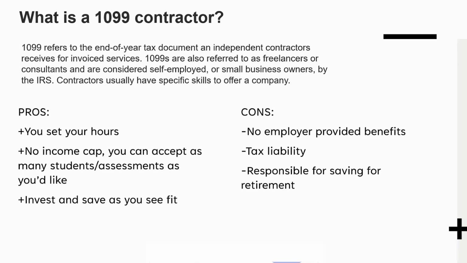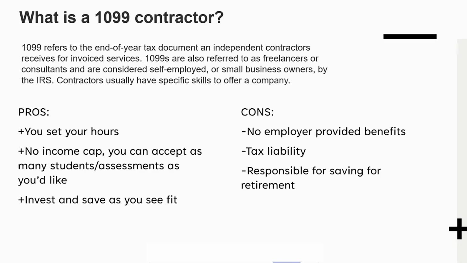Now we'll look into what is a 1099 contractor. 1099 refers to the end-of-year tax document an independent contractor receives for invoiced services. Independent contractors are considered small business owners and are afforded all the freedoms associated with it.